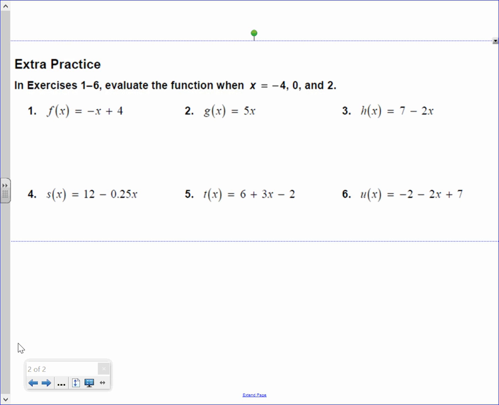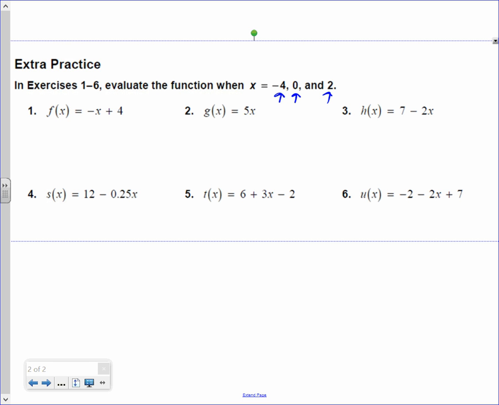Look what it says here. In exercises 1 through 6, evaluate the function when the input is -4, when the input is 0, and when the input is 2. What is the function's value when x is these inputs? Well, let's take one at a time.